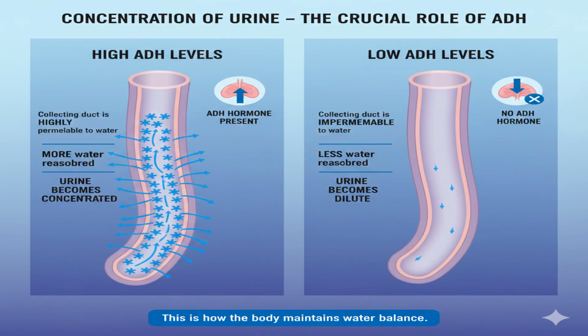Finally, the filtrate enters the collecting duct. Here, the hormone ADH, which is antidiuretic hormone, plays a crucial role. If ADH levels are high, the collecting duct becomes more permeable to water and more water is reabsorbed, which leads to urine becoming more concentrated. If ADH levels are low, less water is reabsorbed and urine becomes diluted. This is how the body maintains water balance.